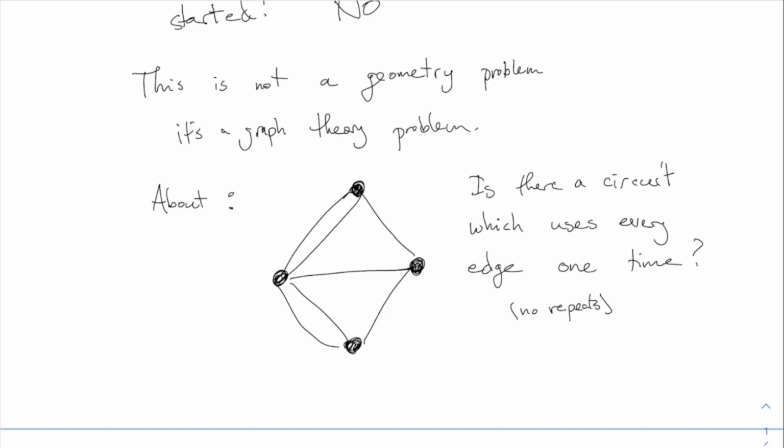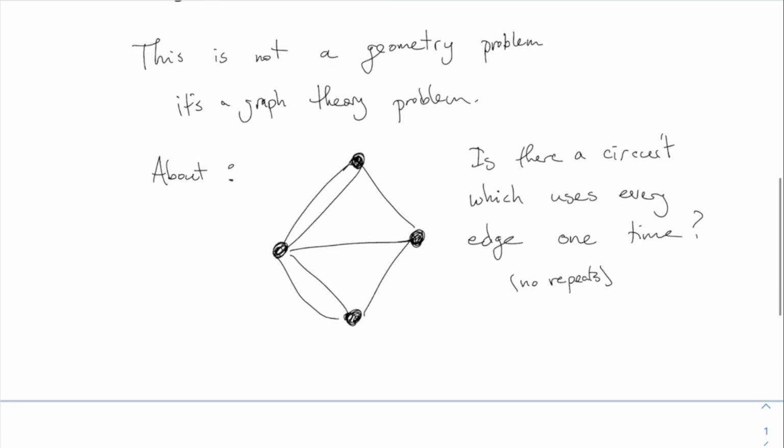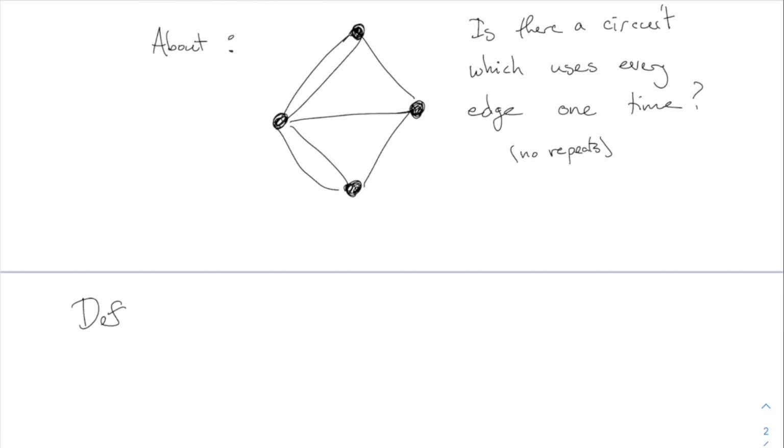All right? This is the graph theory version of that bridges problem. I've translated it just purely into an abstract question about this graph. All right? And there's a name for that. A circuit which uses every edge one time with no repeats, that is called an Euler circuit, which we named it after him because he came up with the idea of this whole thing. So I'll write that as the definition here.